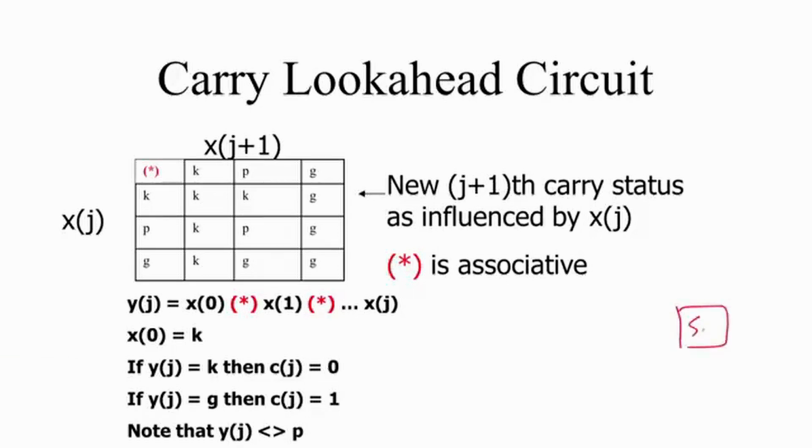Now this is stage j, this is stage j plus 1, this is stage j plus 2. Let us say, if stage j plus 1 is kill, what will be the carry? If the stage, so let us see this, what will be the carry of, so let us draw this entire thing.